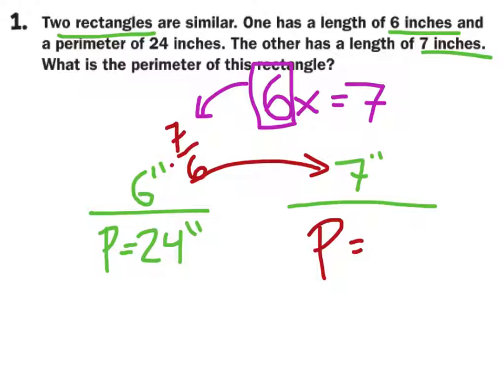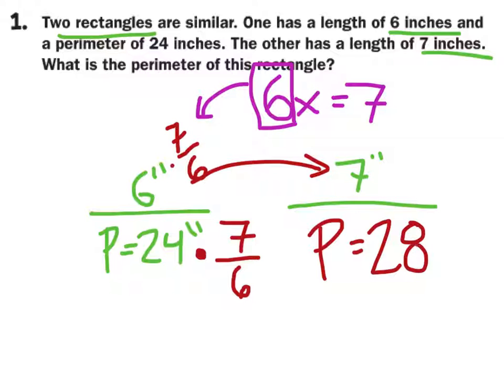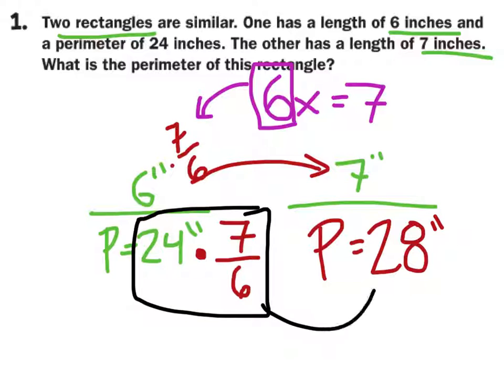And you're going to multiply this by the perimeter, because for the perimeter it doesn't change. Times 7/6. This will give you a nice even number. It's a whole number. It's going to be 28 inches. Alright, so again, all I did here is I took 24 inches times the 7/6, which is the scale factor. That gives me 28 inches.